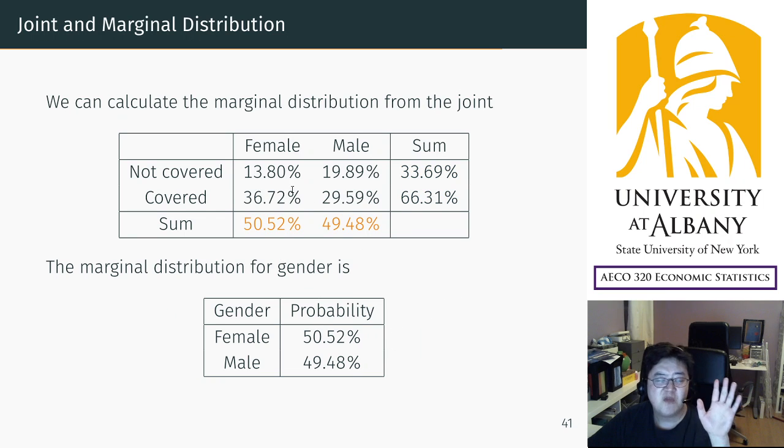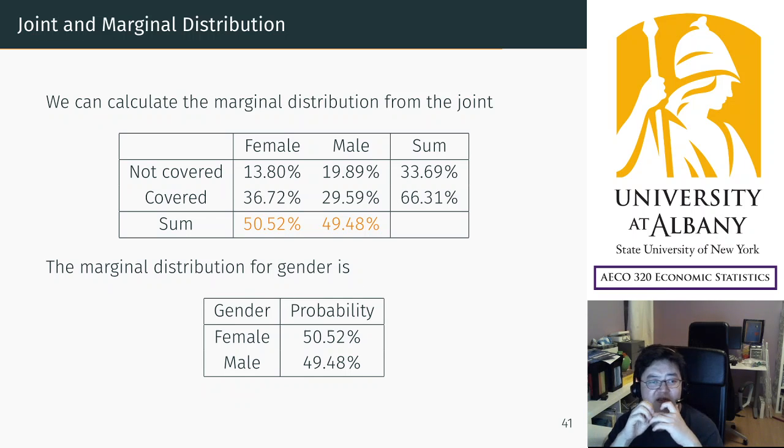And you may do the same thing if you add 13.8% plus 36.72%, then you get 50.52%, which is the probability of female regardless of health insurance coverage. So by adding these two numbers, you are deleting the information about the health insurance variable. Similarly, if you sum in this column, then you get the probability of male. So these two probabilities make a marginal probability distribution. So for gender, it is about one variable.